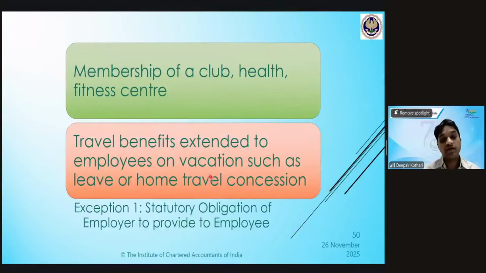Then membership of a club, health, fitness, gym. People go to the gym. They pay a lot of subscription and they go to the gym. But after 10 days, 5 days, people stop going. Okay, that's the general trend. But from a GST perspective, if the company is paying the healthcare fees to the gym on behalf of employees, can they claim the credit?